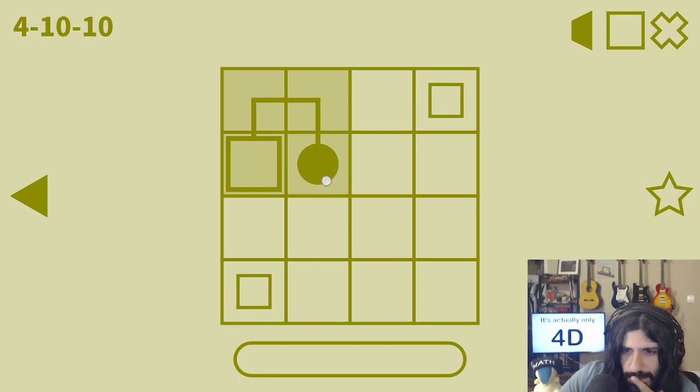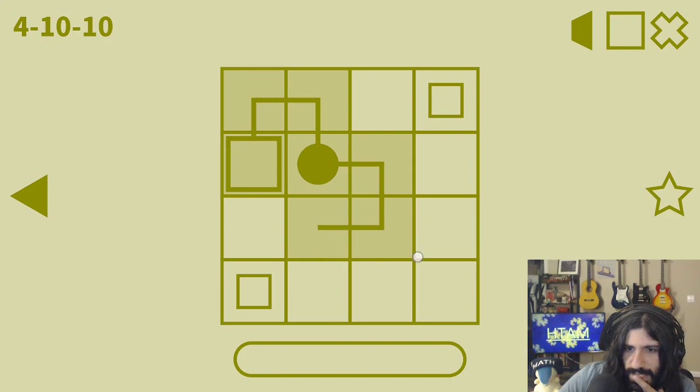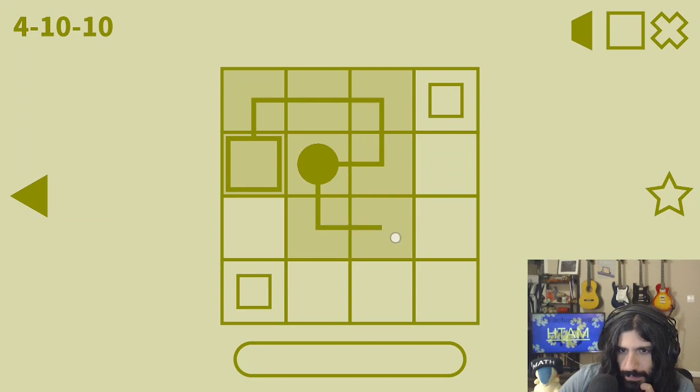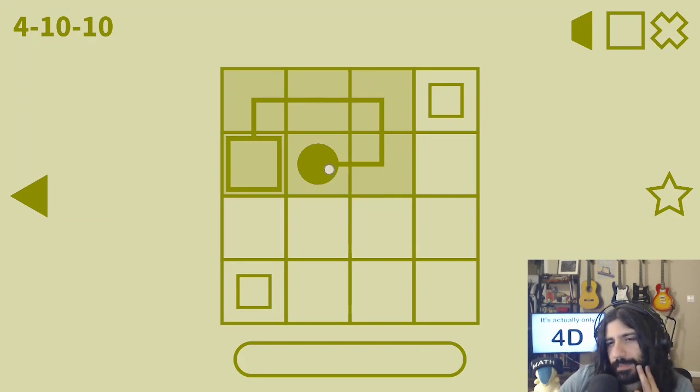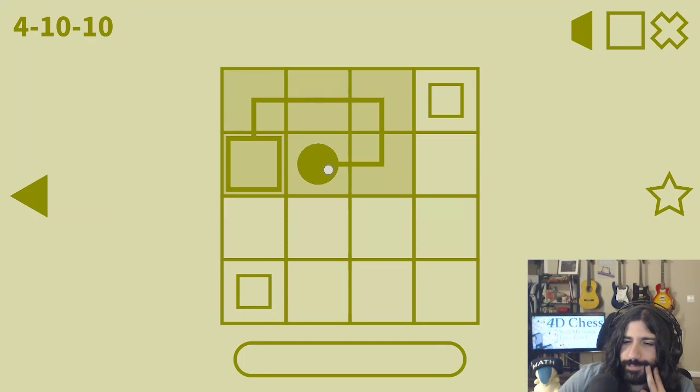Wow, this level sucks. This isn't right. This doesn't work. No. It's because the length of the level is even in both dimensions that this is hard.